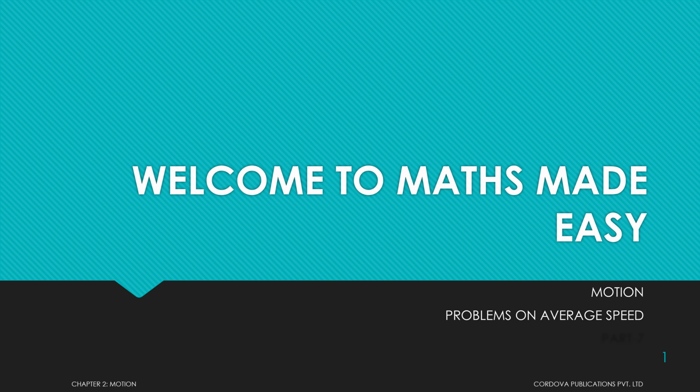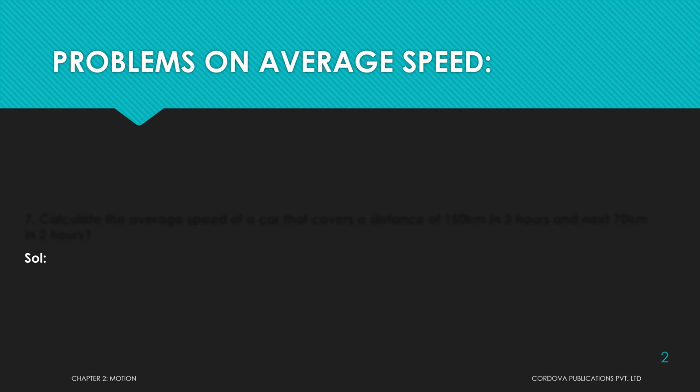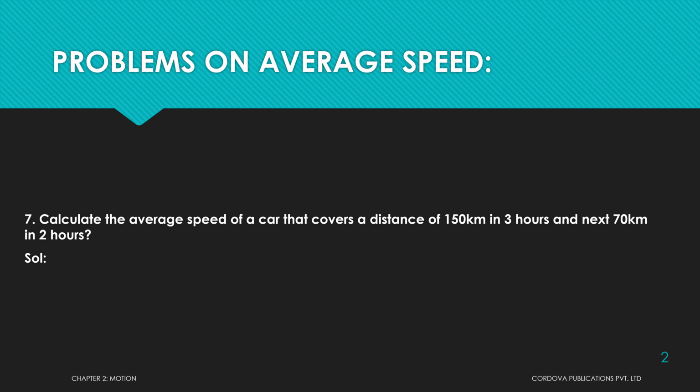Let's continue with motions, problems on average speed, part 7. Here is the seventh question. Calculate the average speed of a car that covers a distance of 150 km in 3 hours and next 70 kilometers in 2 hours. So let's understand the question first with a diagram, right?